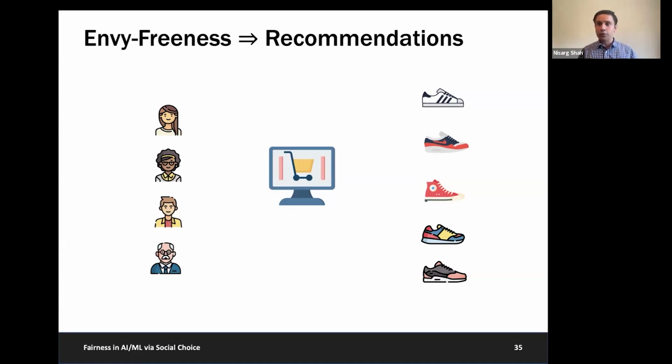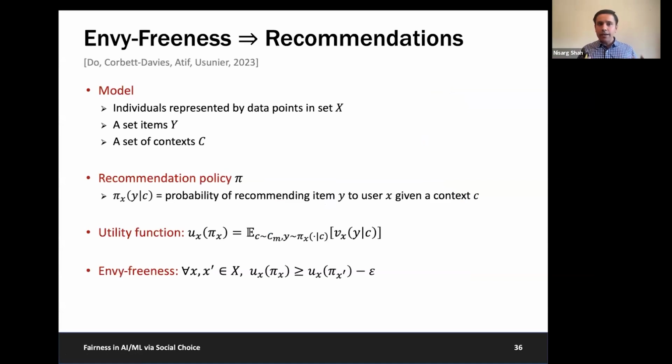Here you have a set of users and you have a set of products, and you have this recommender system sitting in between that decides which products will be recommended to which users. And so here is a basic model for this.